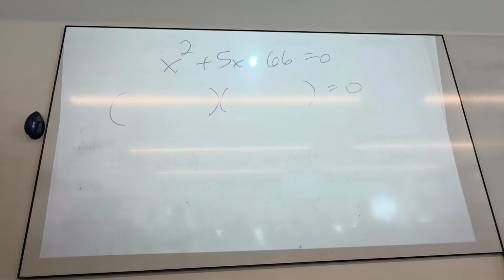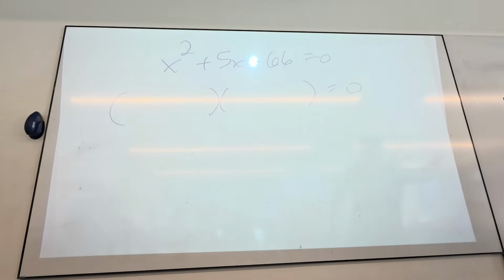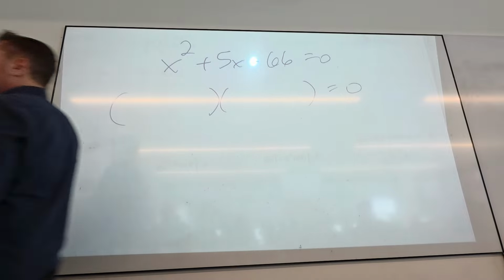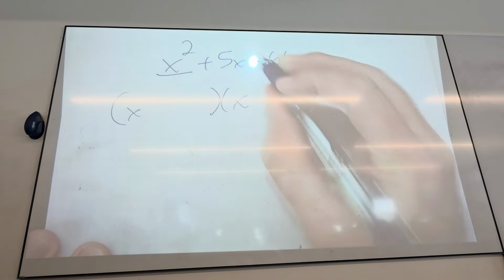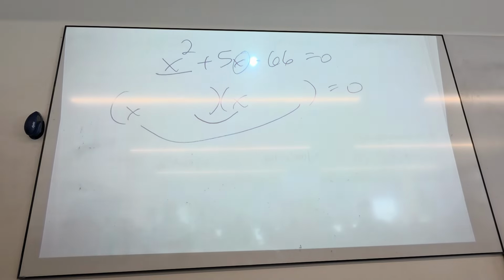Before you even think about the numbers at all, pretend like you didn't think about them. What can I already put in there? Why do I only focus on the numbers? X and X. Why can I put X and X? Because there are two of them here, and whatever the middle term numbers are, they'll become something times X.